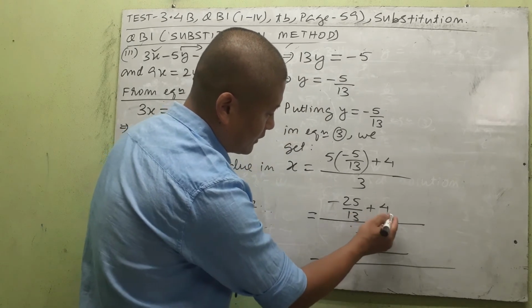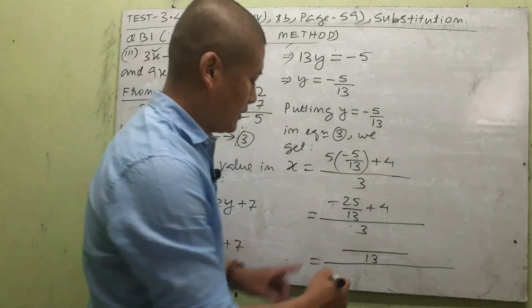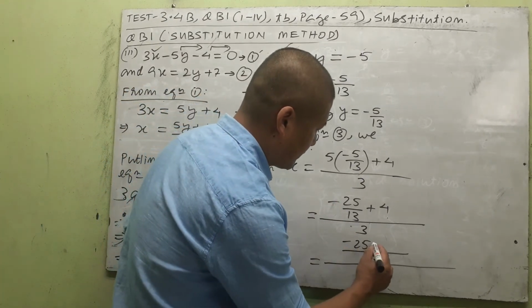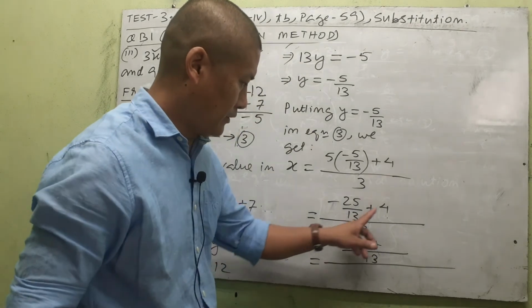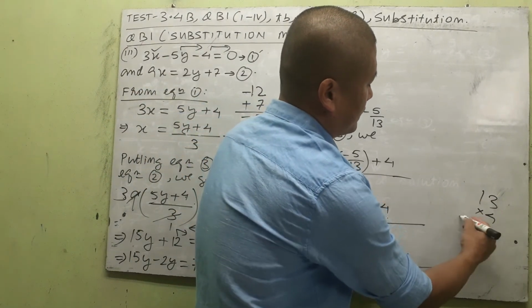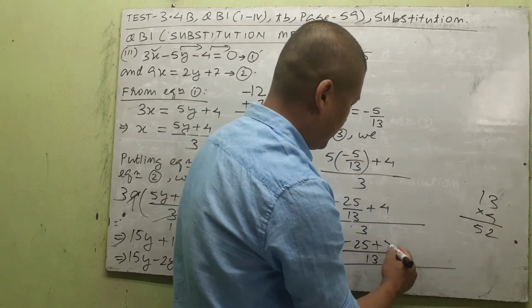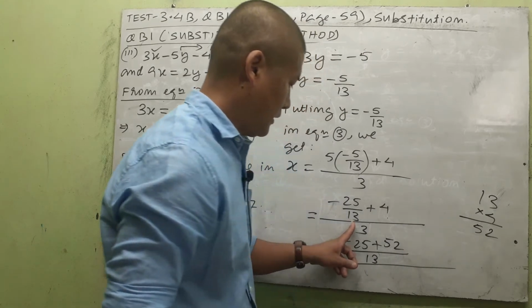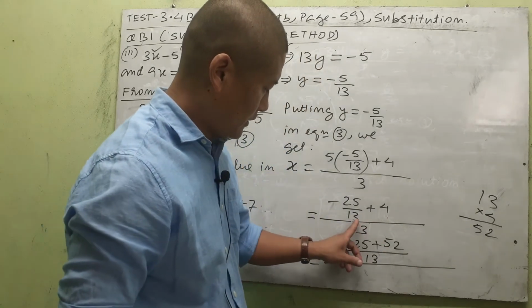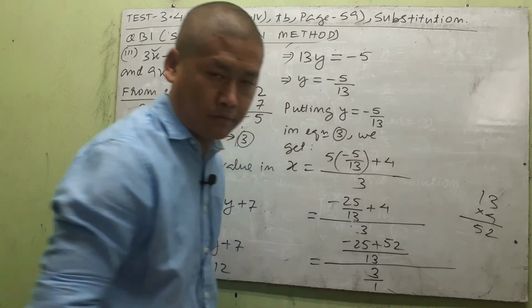LCM of 13 and 1 is 13. And this one you can just write as it is, minus 25 plus 13 into 4. Then you write that one here, 13 multiplied by 4. 4 3s are 12, 4 1s are 4 plus 1, 5. So 52. 13 into 4 is 52, divided by 13. And down here is 3, which we can write as 3 by 1 also.